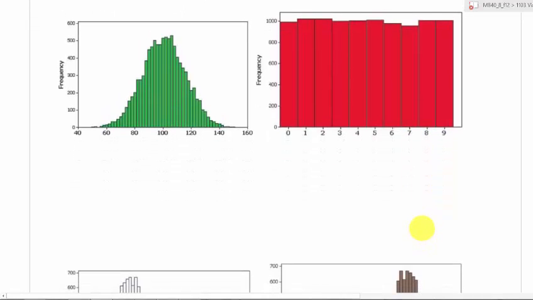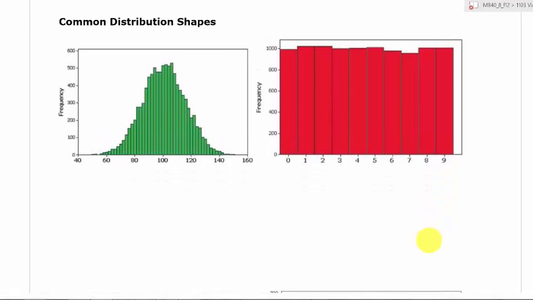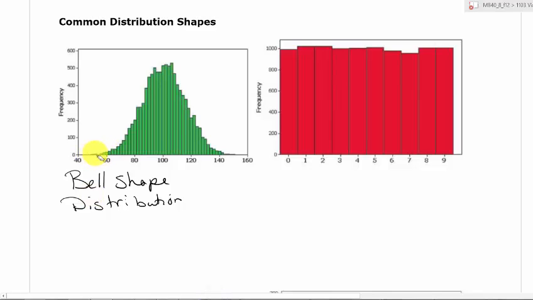Here are a couple of examples of some histograms. These are some common shapes that distributions might have. This first one is a bell shape. It starts off with not very many, the frequencies are pretty low, and then they increase up to some largest frequency, and then they drop back down. So this would be a bell shape, and this would be an example of something that looks like it might be a normal distribution, we would call it.